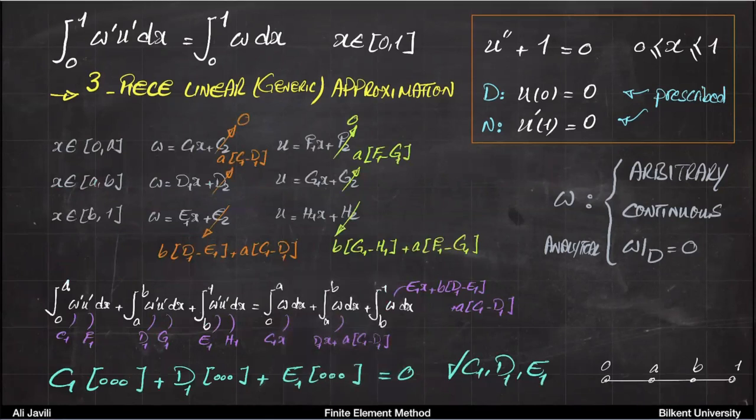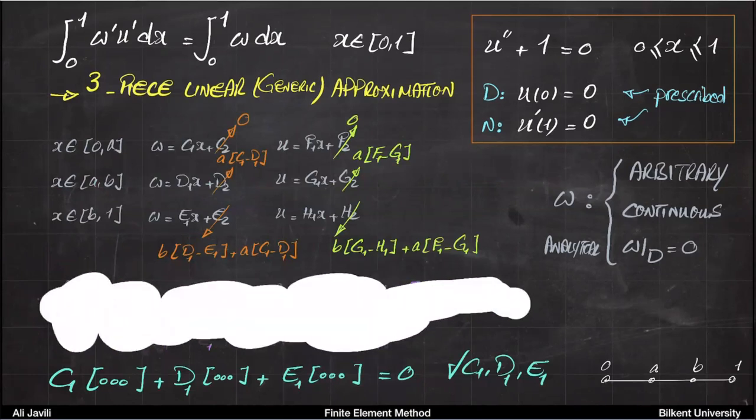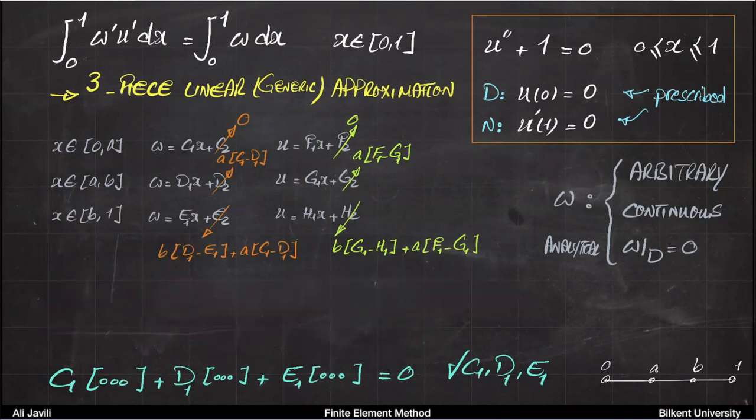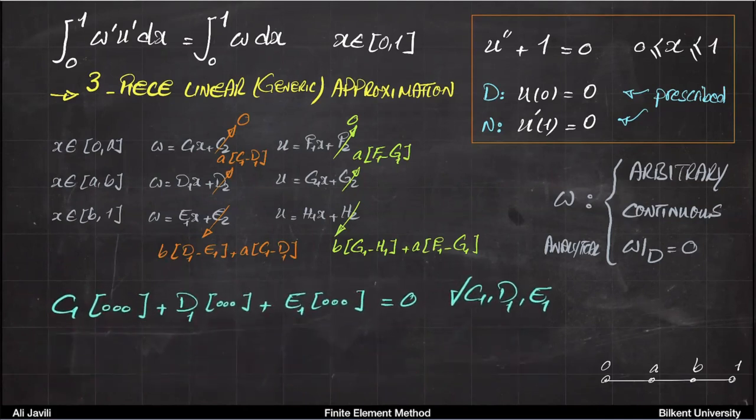From the equation, the weak form, I'm going to omit the weak form itself. We will have this equation which should hold for any C1, D1, and E1 because of the arbitrariness of W. Again, just remember this relates to the arbitrariness. And if you do that, you can see that F1 would be 1 minus 1/2 A.